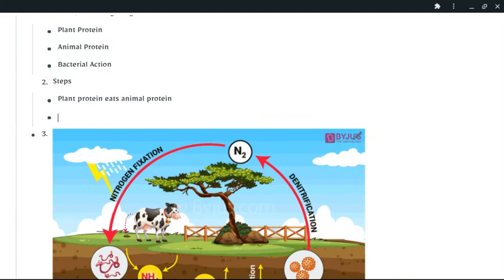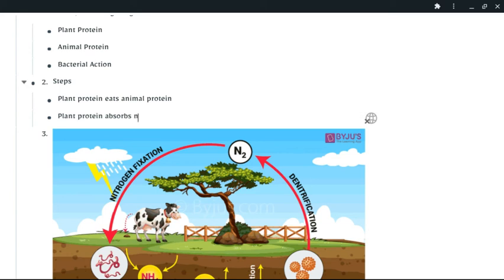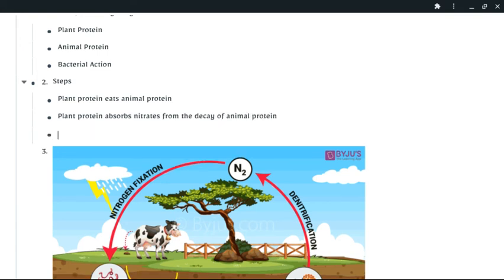Step 2, plant protein as well absorbs nitrates from the decay of animal protein. That's step 2. So first the plant absorbs it, but then it takes in the nitrates from the decay. Okay? All right.